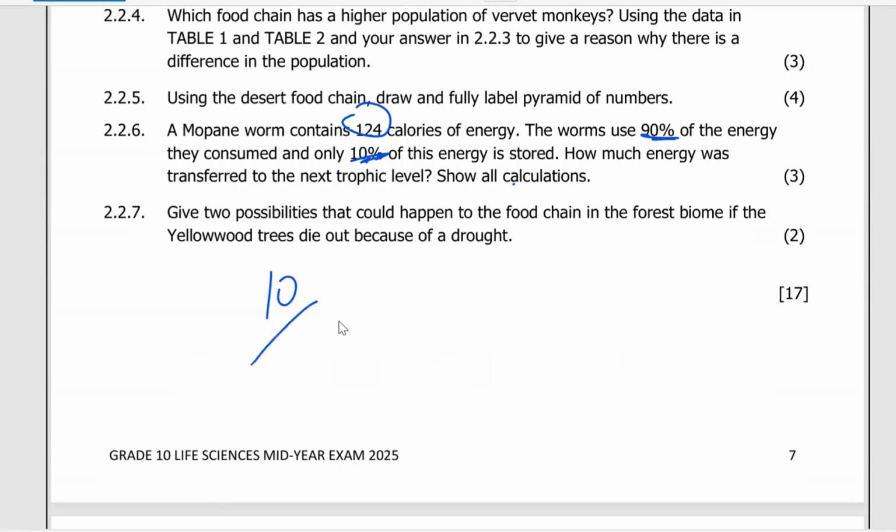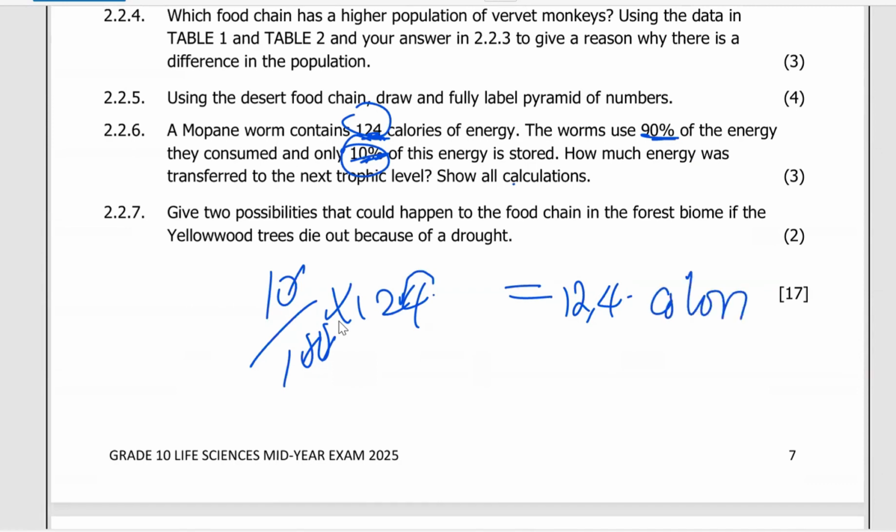Remember, it's 10%. 10% is 10 out of 100. They're saying that the worms contain 124, they used 90% of the energy, and only 10% is transferred. Meaning that it's only 10% of this 124. So it's 10% times 124, and the answer becomes 12.4. Because if we go with that, the decimal point goes one step back. So basically, it's going to be 12.4 kilojoules. Yes, so that is how you're supposed to do it.